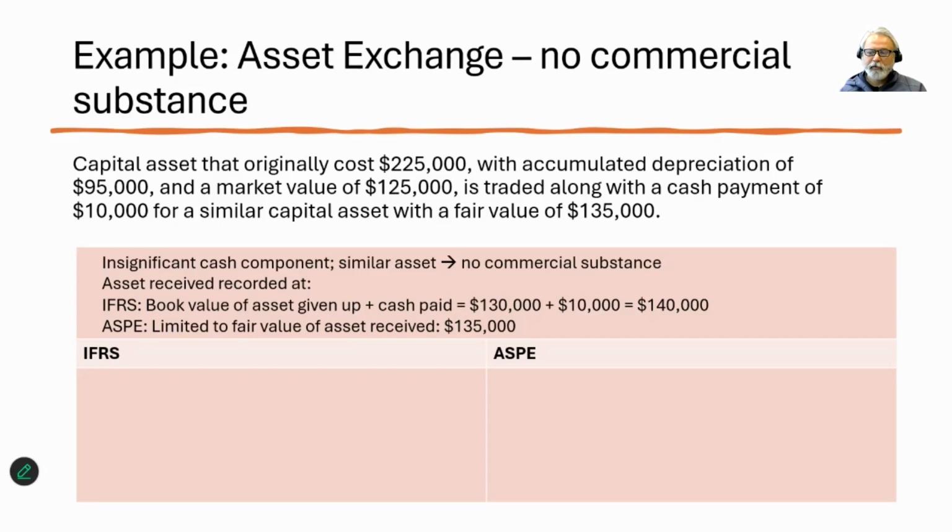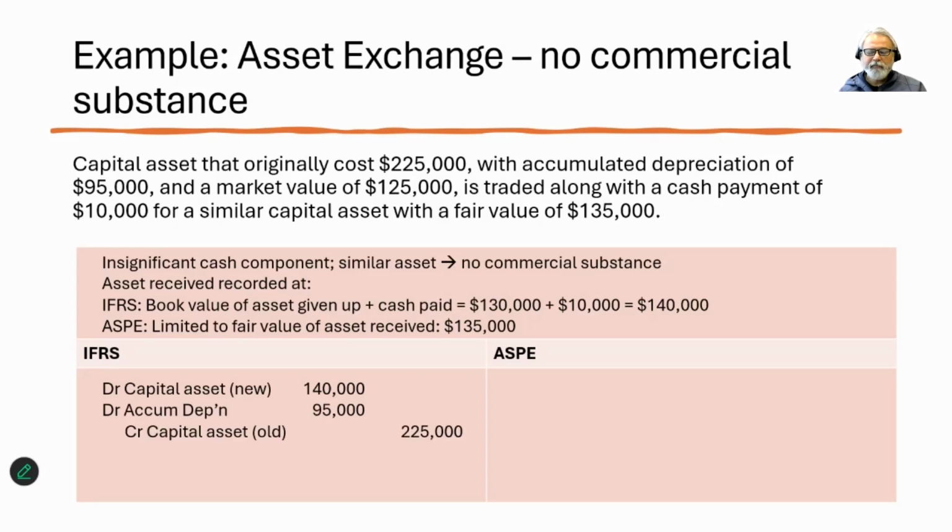So what does the accounting look like? Under IFRS, you will record the new asset for 140, derecognize the old asset. So credit the cost of 225, debit the accumulated depreciation, credit cash for the $10,000 paid. And you will notice the total of debits equals total of credits. So there is no gain or loss recorded at all. Under IFRS, if there's no commercial substance, do not record any gain or loss.